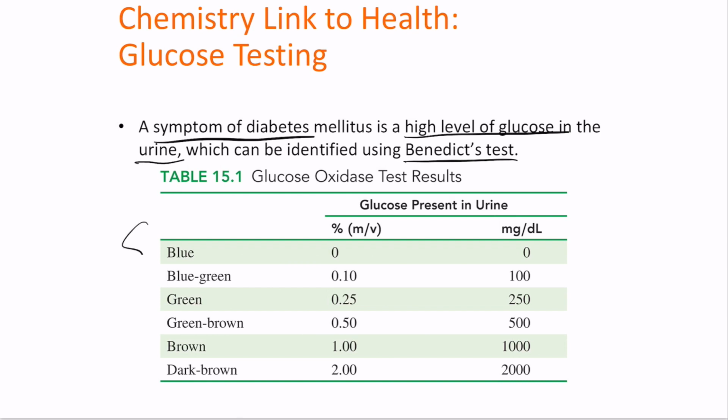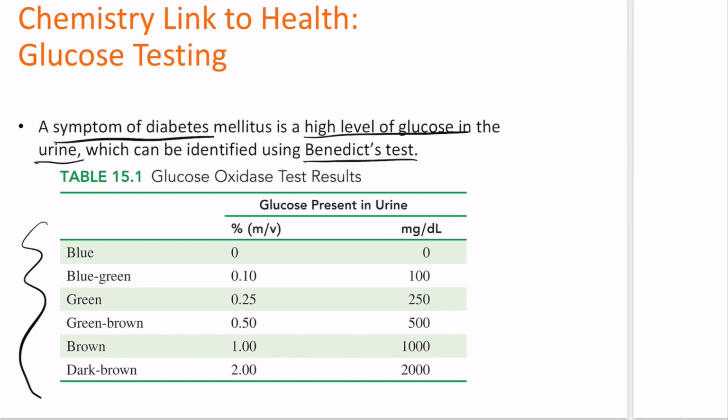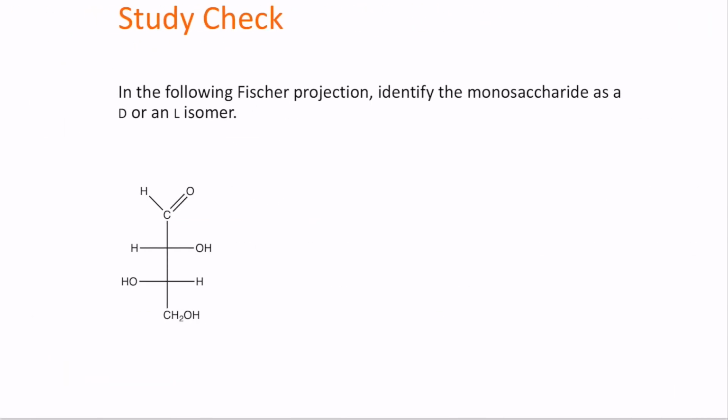So this is the table that shows you the glucose oxidase test results, depending on the color of the urine and the percentage of glucose that is present in the urine. So the higher the glucose level, the higher the chances that you have a situation of hyperglycemia.